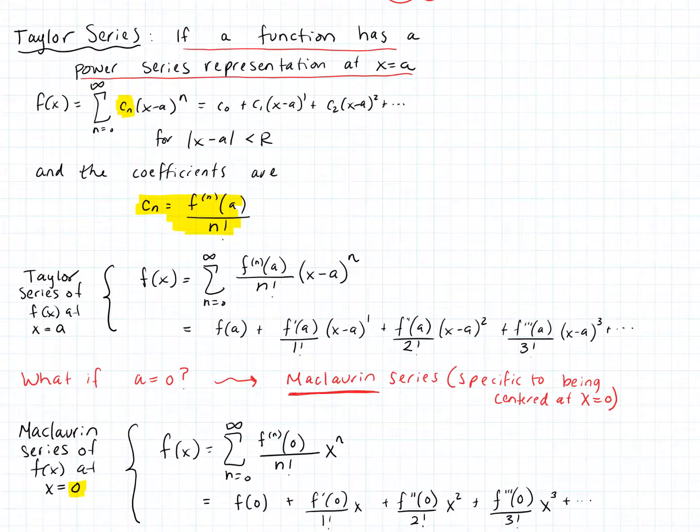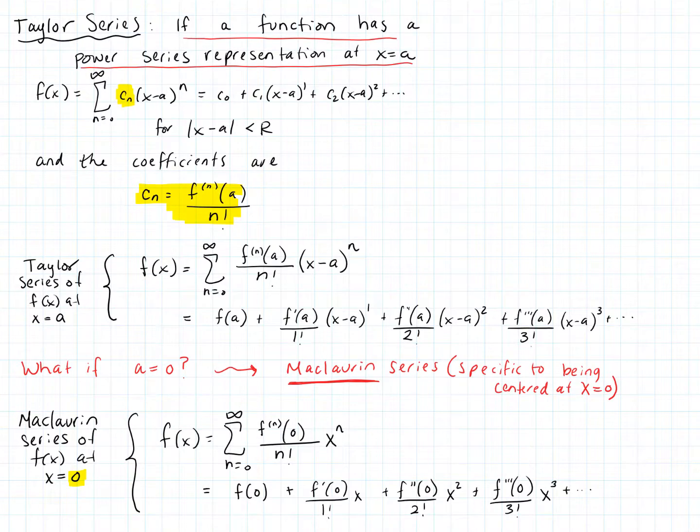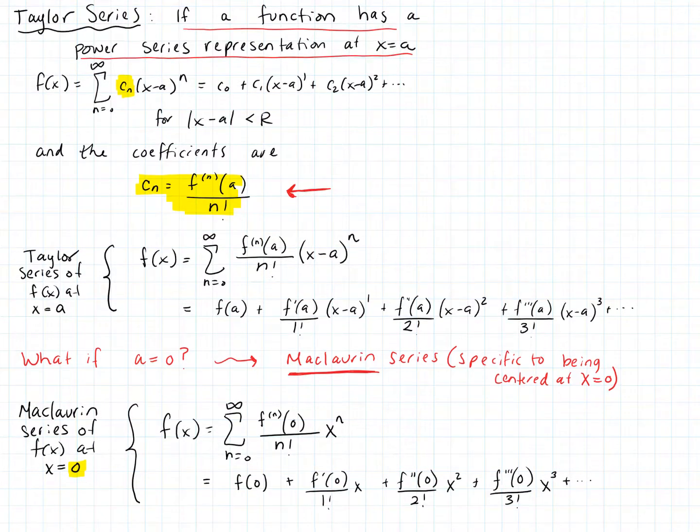So just very quickly, a Taylor series says this: if a function has a power series representation at x equals a, then we can find those coefficients by looking at the derivatives of f of x, evaluating them at a, and over n factorial. That came out of our derivation. I won't go through all of that. So our Taylor series would look just like this. It would be the series of the nth derivative at a over n factorial, those are our coefficients, times x minus a to the nth. And here it is in expanded form.